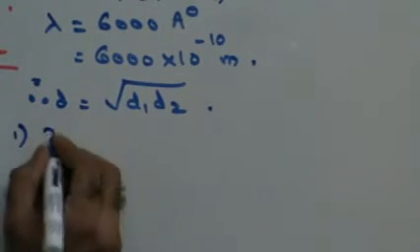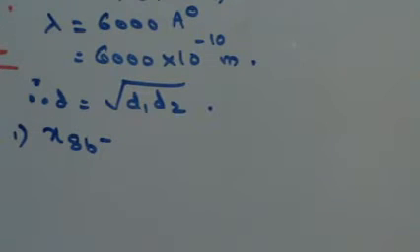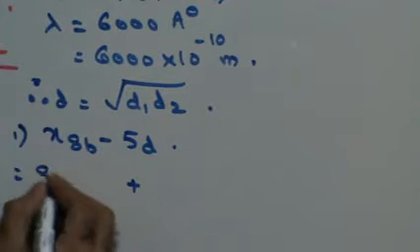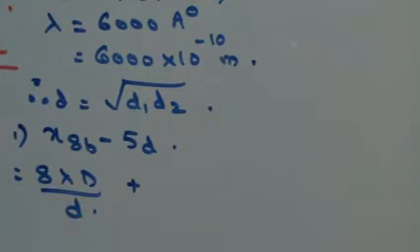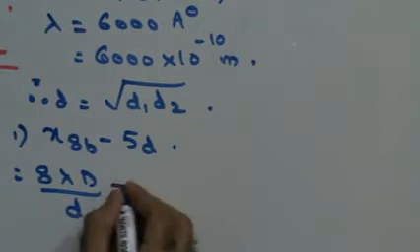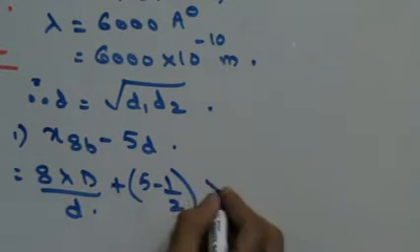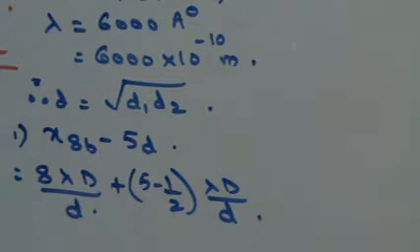The first part of the question is the distance between the 8th bright band and the 5th dark band on opposite sides. Since they are on opposite sides, you have to add the two distances. The 8th bright band will be 8 lambda D by d. The 5th dark band will be 5 minus 1 by 2 lambda D by d. For a bright band it is n lambda D by d. For a dark band it is n minus 1 by 2 lambda D by d. You have all the values, you can substitute and get this.